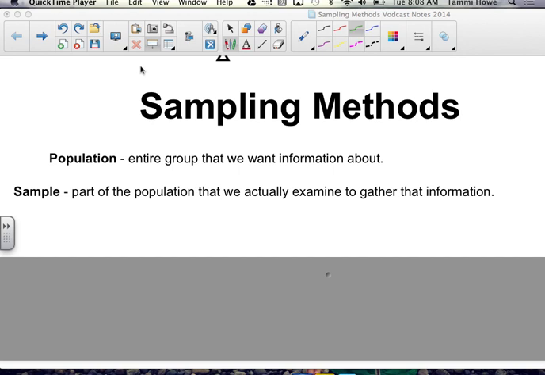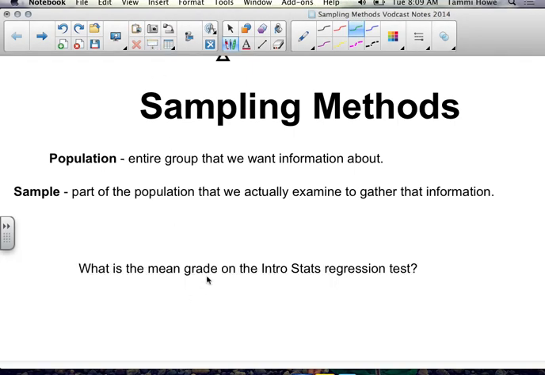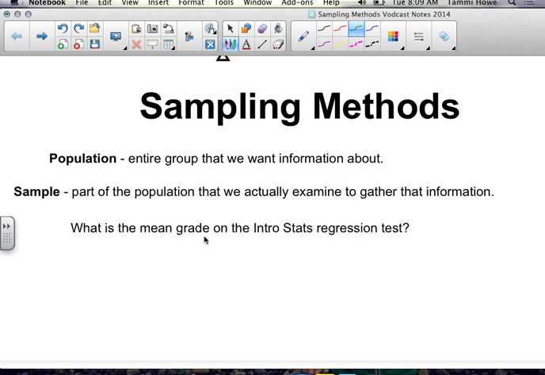And I thought in order to investigate this that we could investigate a question that's probably of interest to you. You guys took a test on Monday and Tuesday. And so something that you might want to investigate is, what is the mean grade on the intro stats regression test? So to investigate that, we need to think about our population, our sample. We need to think about something called our parameter. So just to start out, what is our population?